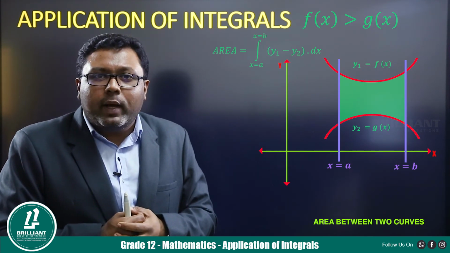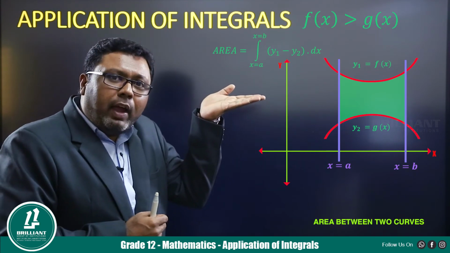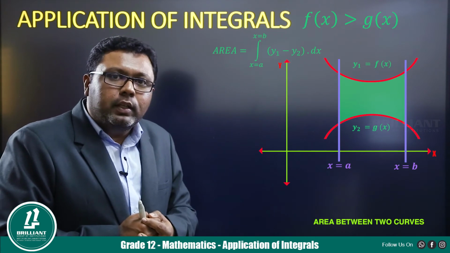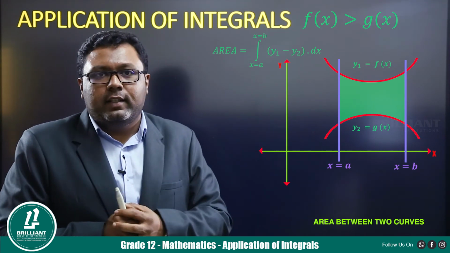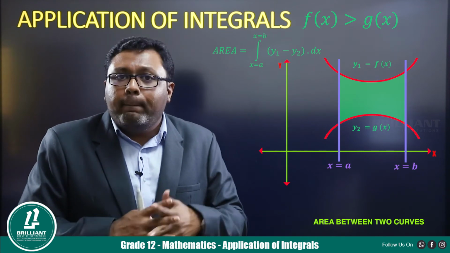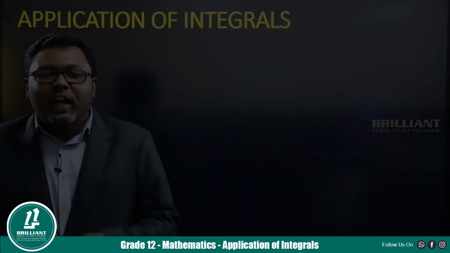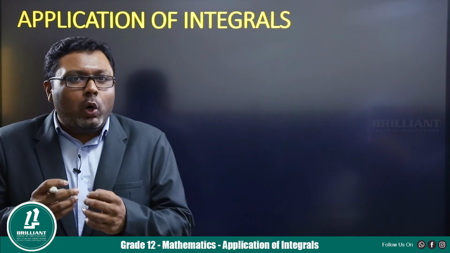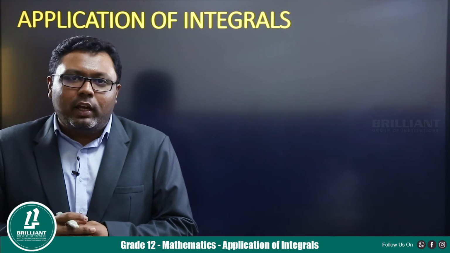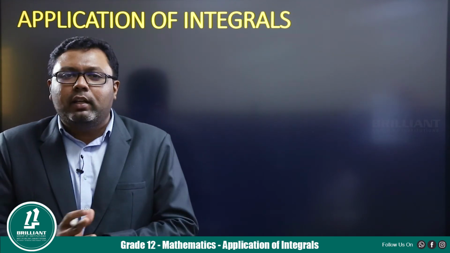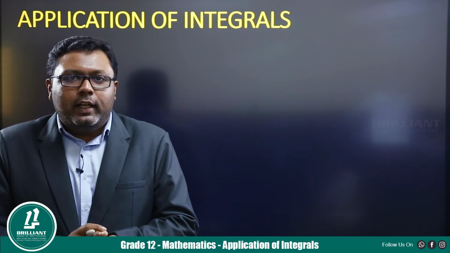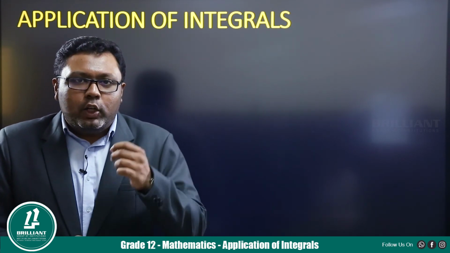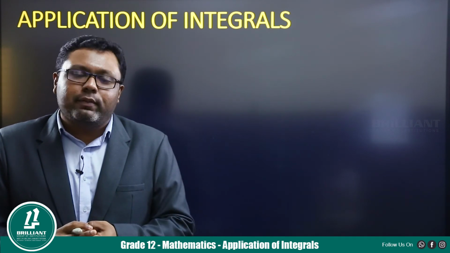y1 minus y2. So the total area from f of x to the x-axis minus the area from g of x to the x-axis. This is how you find the area between two curves. Now let's see a different example, a situation where you already know how to find the area under the curve or area included by the curve. Now, the example depends on how to find the area using application of integrals area function.